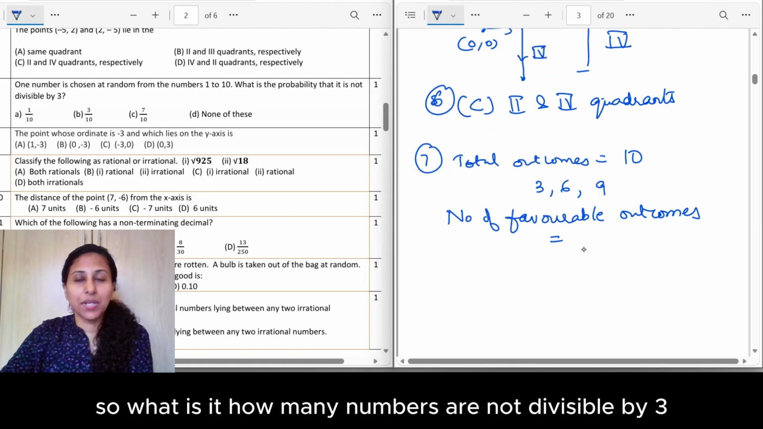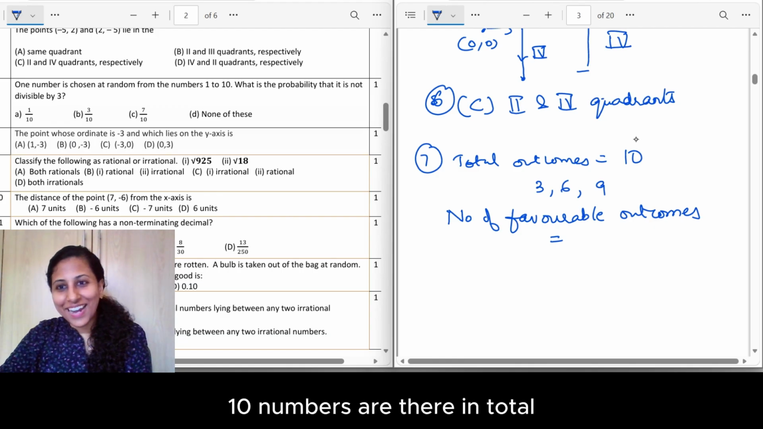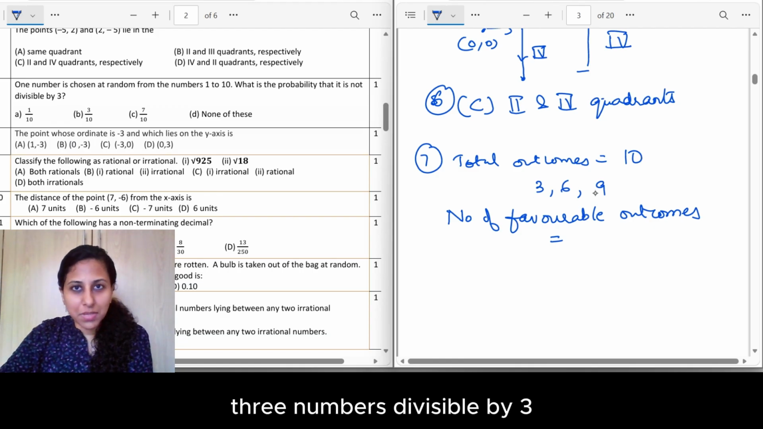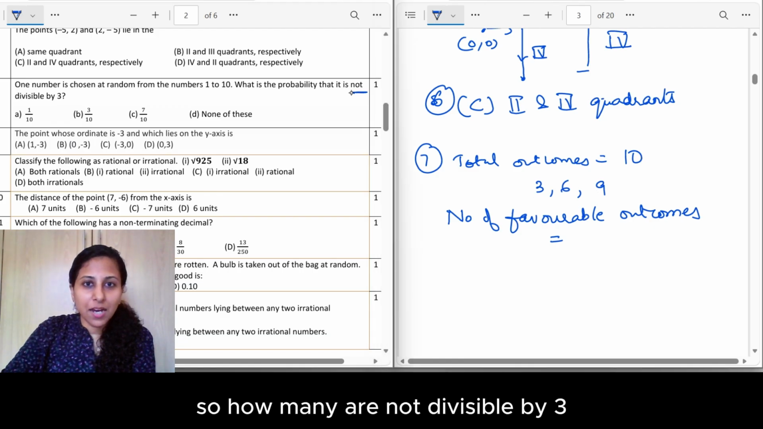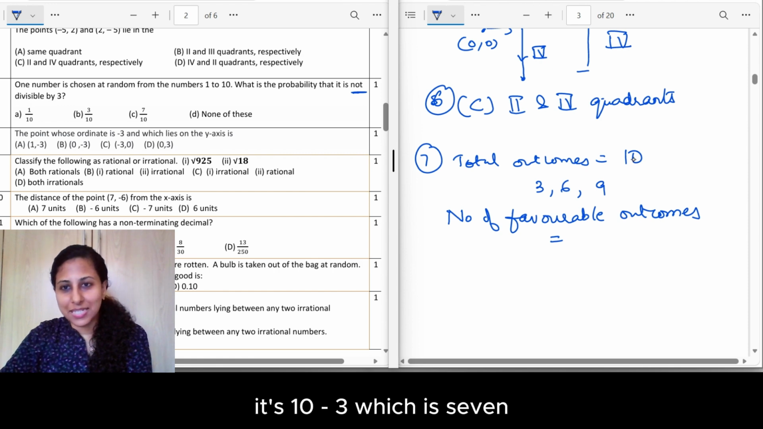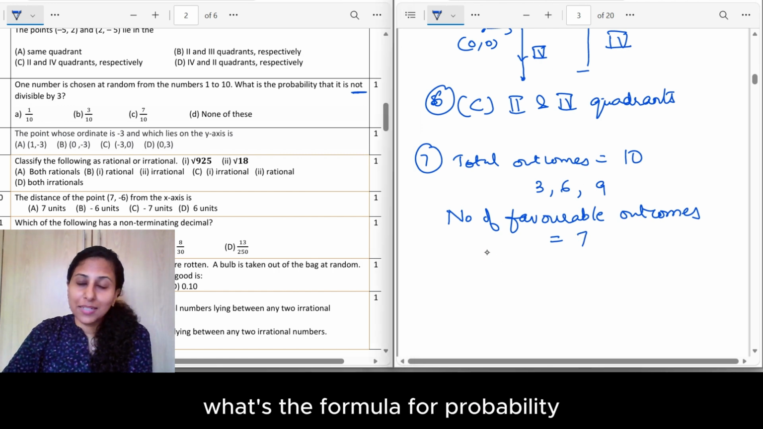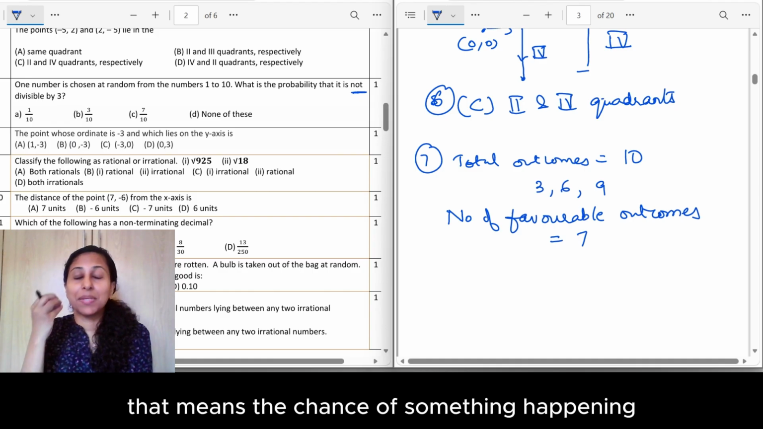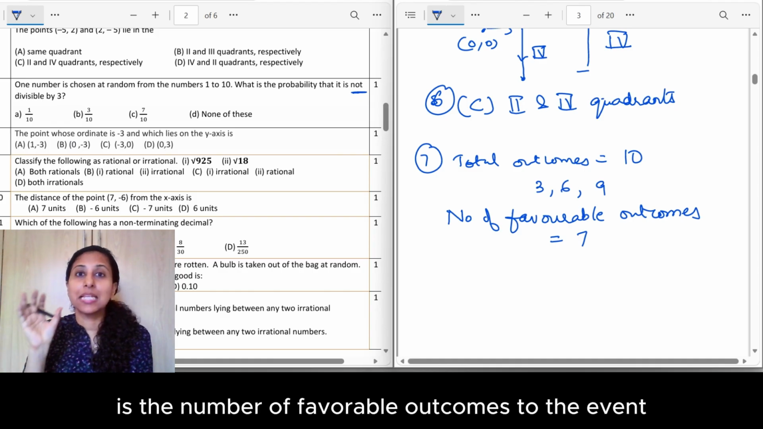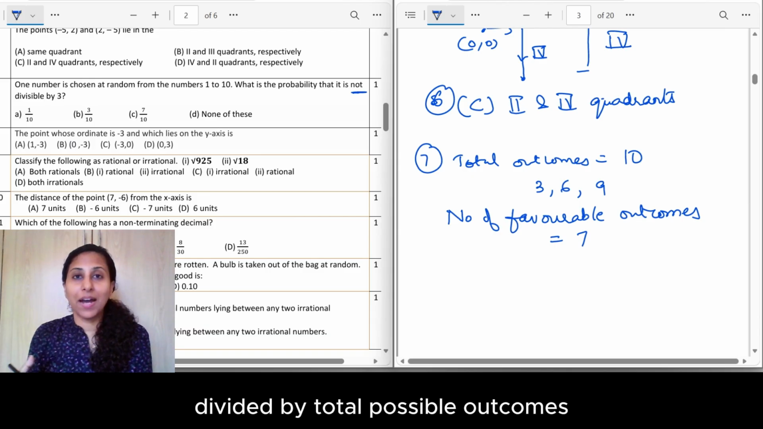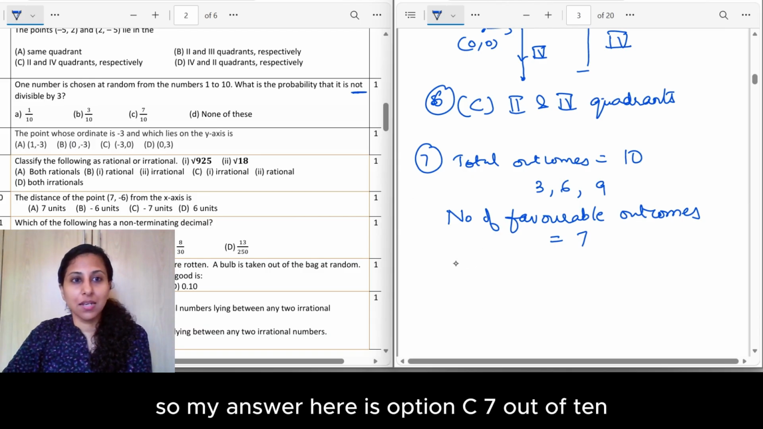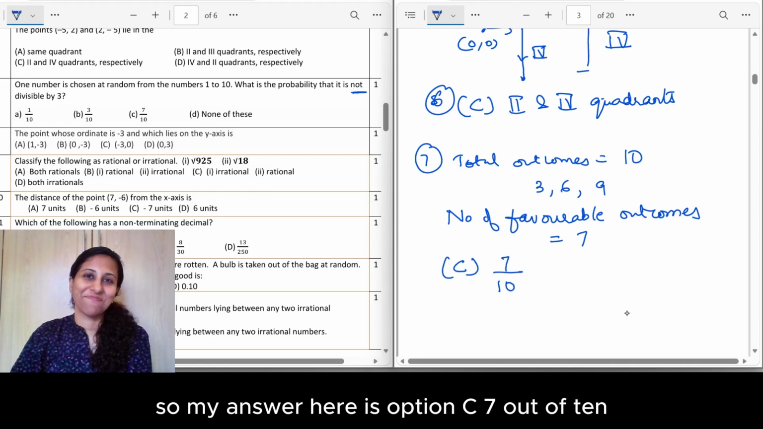So what is it? How many numbers are not divisible by 3? 10 numbers are there in total. 3 numbers divisible by 3. So how many are not divisible by 3? It's 10 minus 3, which is 7. What's the formula for probability? Probability, that means the chance of something happening, is the number of favorable outcomes to the event divided by total possible outcomes. So my answer here is option C, 7 out of 10.